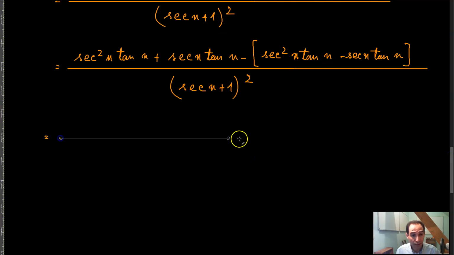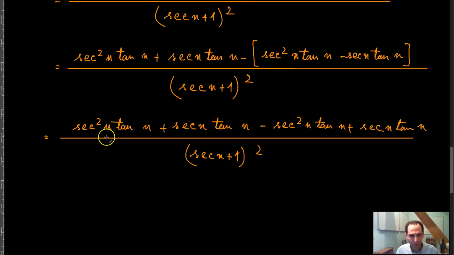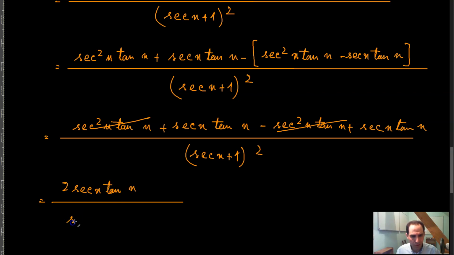And then you could write this as basically secant squared x tan x plus secant x tan x minus secant squared x tan x plus secant x tan x over secant x plus 1 raised to the second power. And then you can cancel these two out. So you would have basically 2 times secant x tan x over secant x plus 1 whole squared.